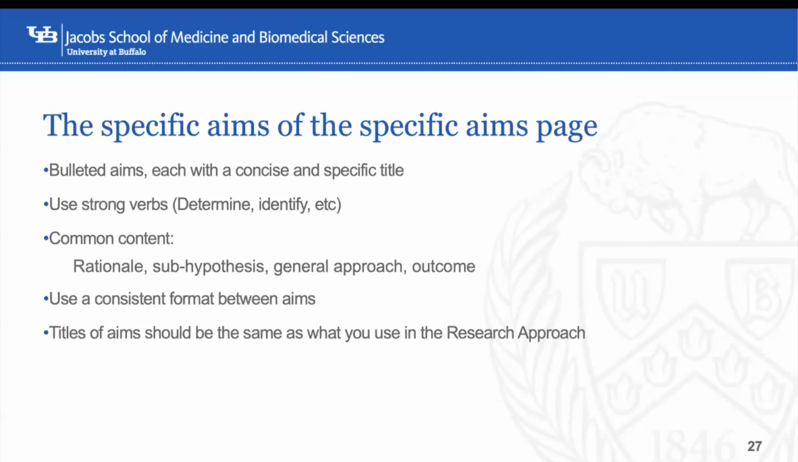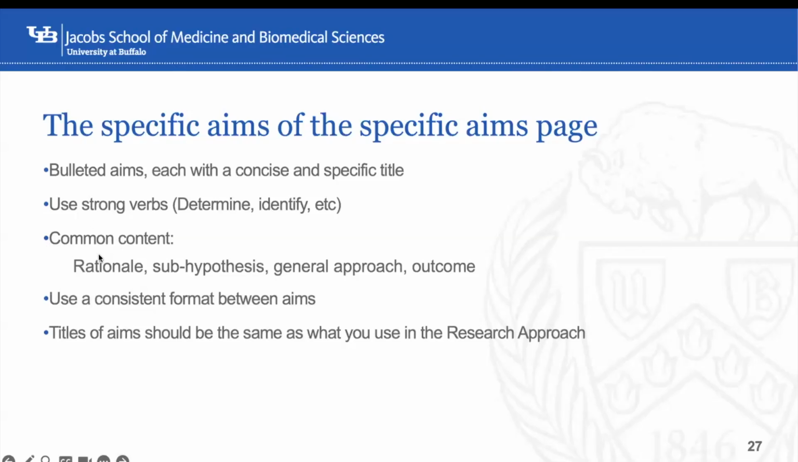What reviewers are usually used to seeing is bulleted aims. Aim 1, each has a concise and specific title. Strong verbs are good. I'm going to determine, I'm going to identify. Things like explore are a little bit weaker, right? I'm going to give you $1 million. I want you to be specific.